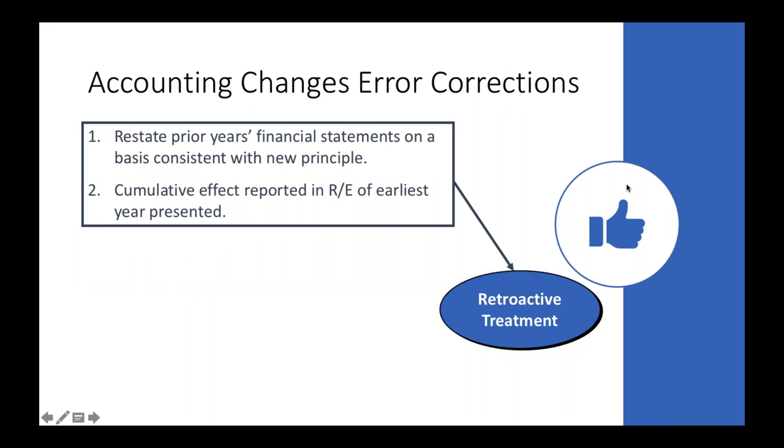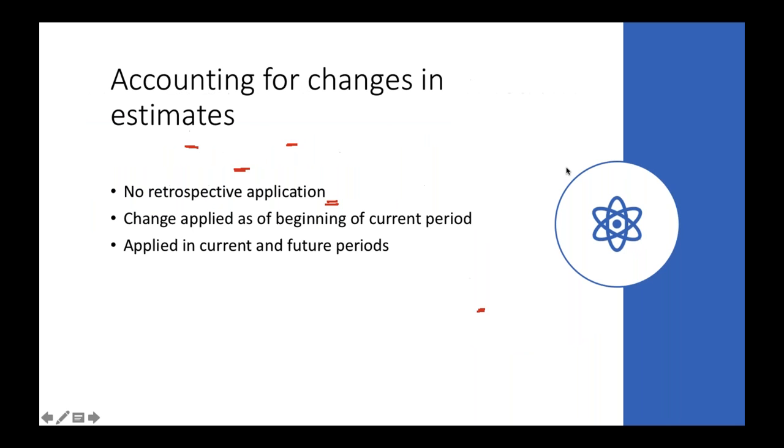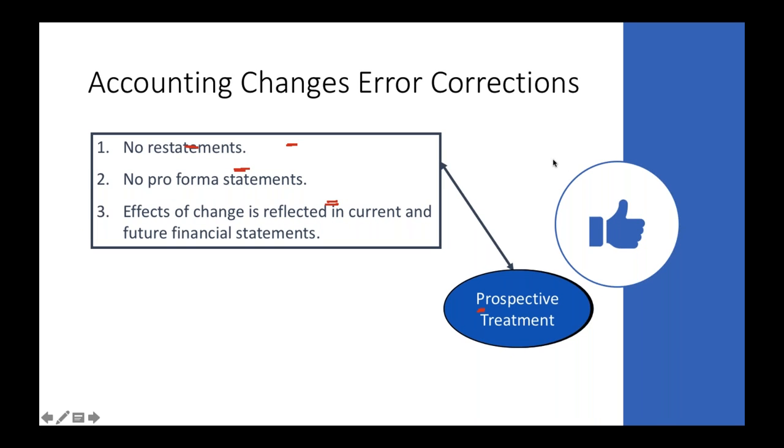Error corrections. You need to restate prior year financial statements with the principles. And also it may affect retained earnings. It is retro. So retro means you will have a cumulative effect, past as well as future. Then prospective. Because of any prospective like that, it doesn't require any restatement, and also you don't need pro forma statements.